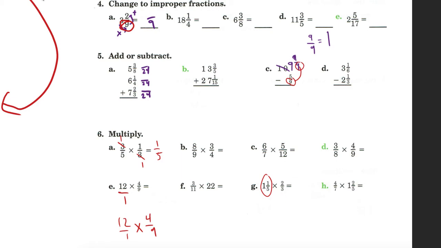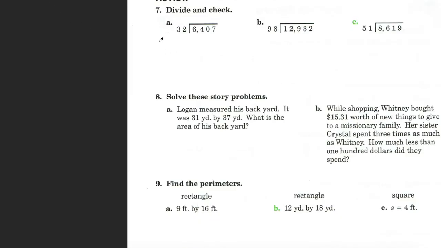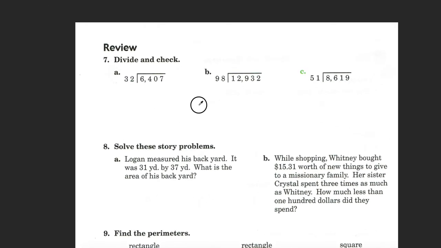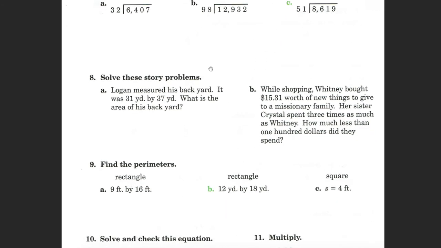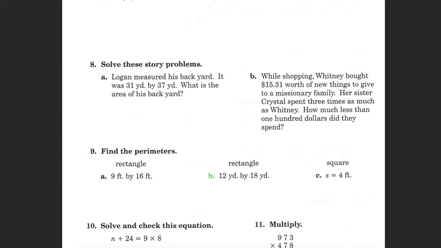All right, let's go to the next page, page 302. So this is review, divide, and check. I think we've done these plenty of times. Okay, solve these story problems. Logan measured his backyard. It was 31 yards by 37 yards. What is the area of his backyard?